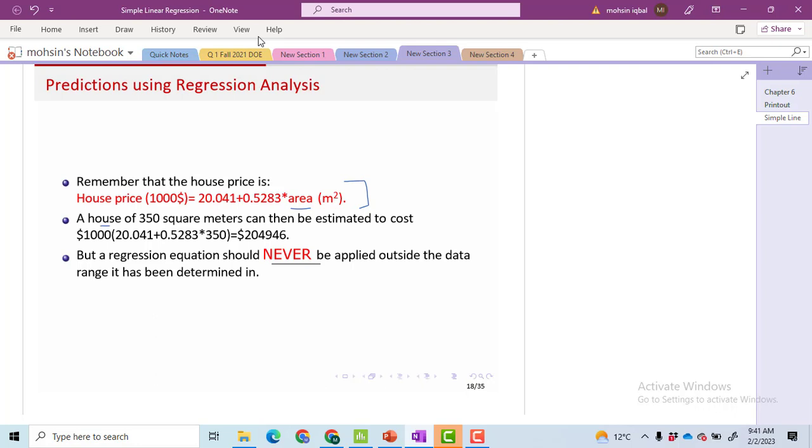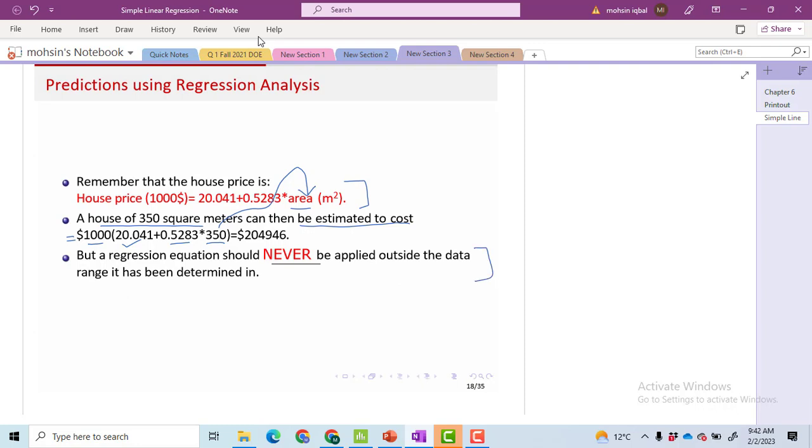So the cost of a house of 350 square meters can then be estimated. We will use this equation. So we got 20.041, this is our constant. We have multiplied the whole equation by $1,000. 0.5 is the slope, and here we have put 350 instead of the area. So we got 204946.